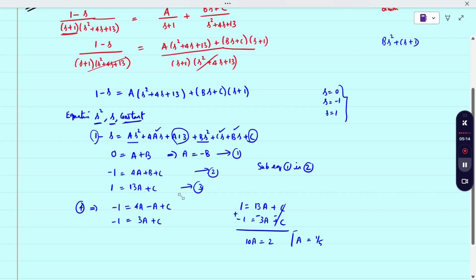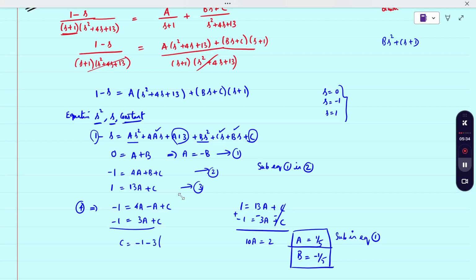Since a is 1 by 5, substitute it in equation 1, and I get b to be minus 1 by 5. So a and b are calculated. Now I need to calculate c. I can substitute in the fourth equation: c is minus 1 minus 3a, where a is 1 by 5. Taking the LCM, minus 5 minus 3 divided by 5, so c equals minus 8 by 5. So all three parameters have been calculated.